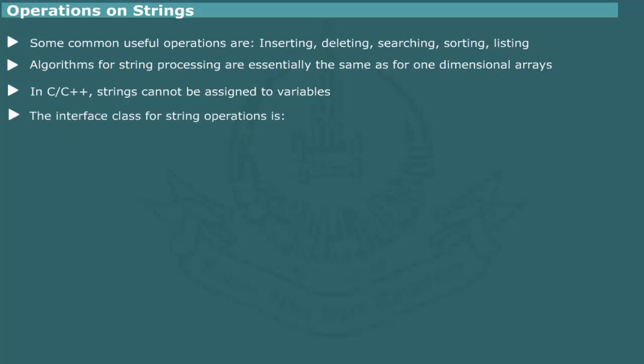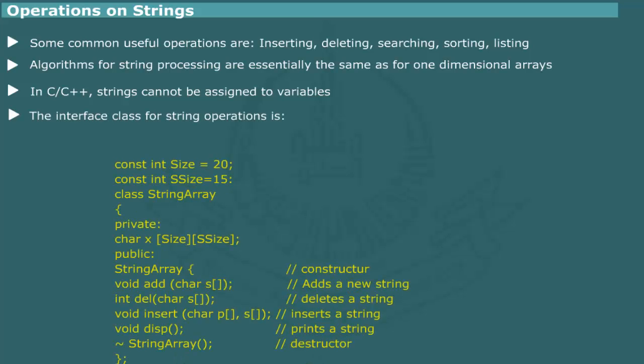The interface class for string operations is shown in the figure. It is designed to hold up to 20 strings, each with a maximum of 20 characters. The array is named X. It includes 3 common operations on strings. Add appends a string to the array.